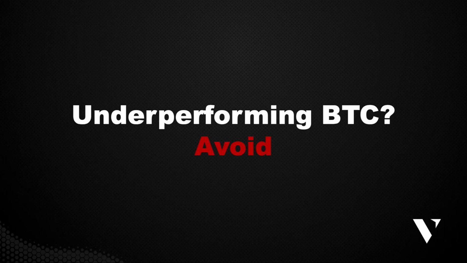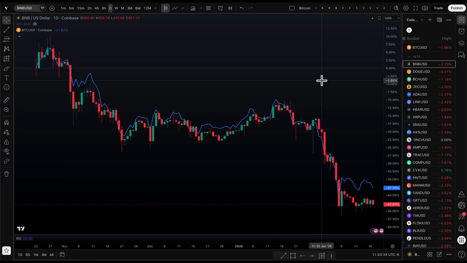Next rule, underperforming Bitcoin, avoid. Now, what does this mean? One critical thing that we need to do is to figure out where the strength is in the market. Of course, more easily said than done. With crypto, sometimes they can look strong, but they can actually be incredibly weak. So how do we tell?